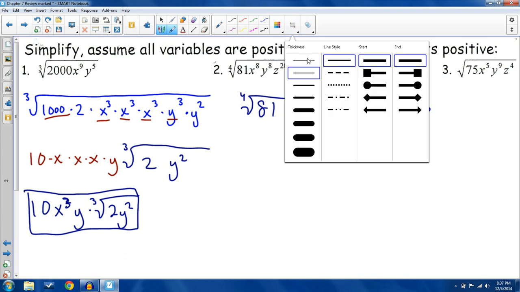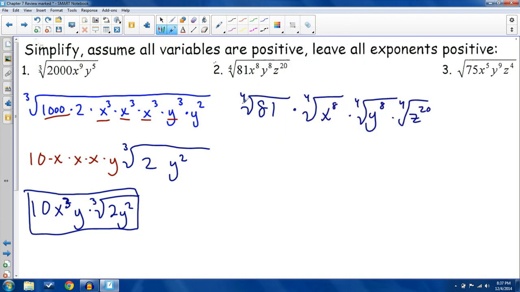Okay, let me try the thinner pen for a second. Maybe you'll like this more. The fourth root of 81 is 3. Yeah, I like that one more. The fourth root of x to the eighth, let's go ahead and dig that out in a different way. I said I'd do that. This can be the fourth root of x to the fourth quantity squared. Notice how I'm using that property now. There will be 2 x to the fourths that I'm taking out.